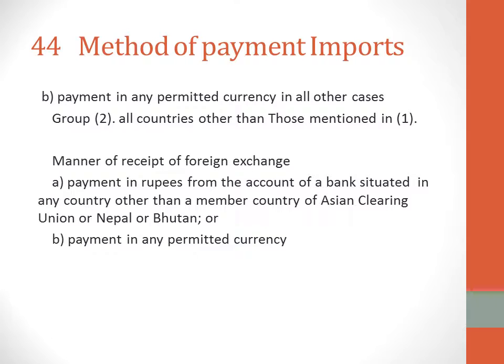Group 2, all countries other than those mentioned in 1. Manner of receipt of foreign exchange. Payment in rupees from the account of a bank situated in any country other than a member country of Asian Clearing Union or Nepal or Bhutan, or payment in any permitted currency.